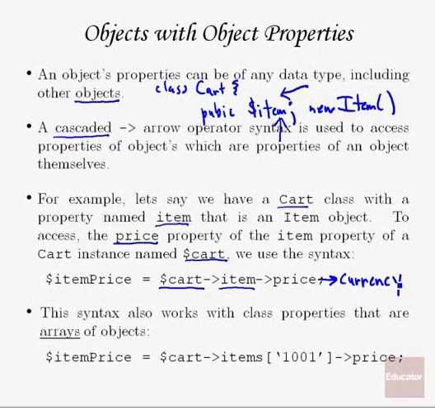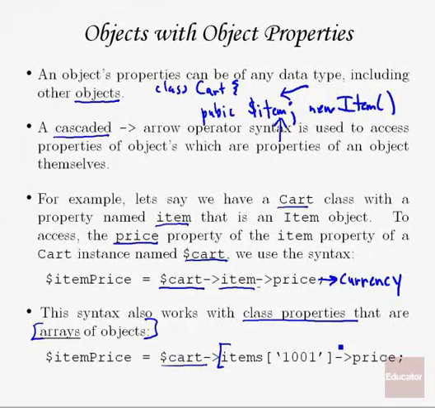This also works with class properties that are actually arrays of objects. So for example, let's say in our cart, instead of just having an item object, we had an associative array of item objects, where the key to that array is an item ID, and then the values are item objects. So what you can do is you can say, for this cart instance, get me the item object that is in the items associative array associated with the key item 1001.